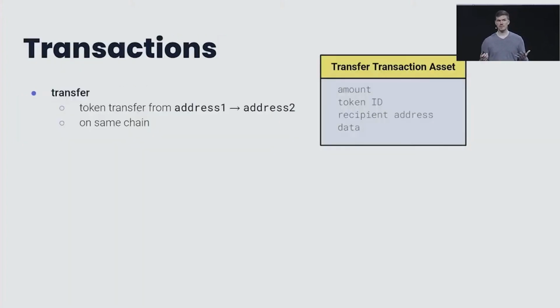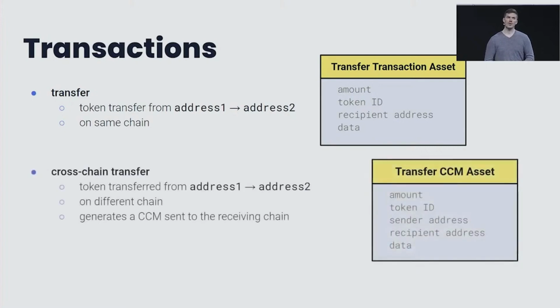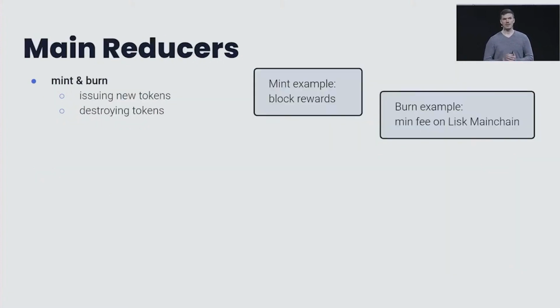All right, so that was it for the store. Now, let's move to transactions. We are defining 2 transactions for the token module. The transfer transaction, very well known, moves token from one address to the next on one blockchain. And the cross-chain transfer, exactly the same, except from one chain to another chain. This is quite easy, and the next slide will be very interesting for developers, and those are the reducers.